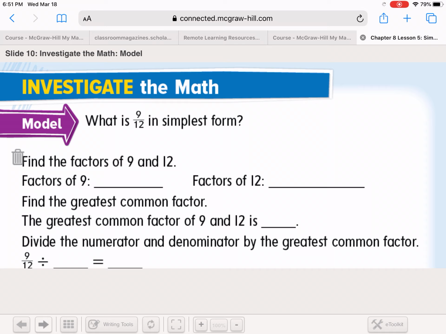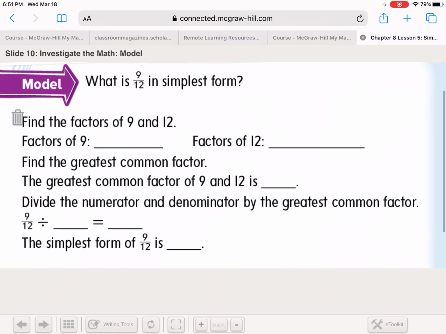Division. All right, so it's telling me to write 9/12 in simplest form. There are going to be 2 ways to do this. This way that I'm showing you right now is the way you should do it, okay?